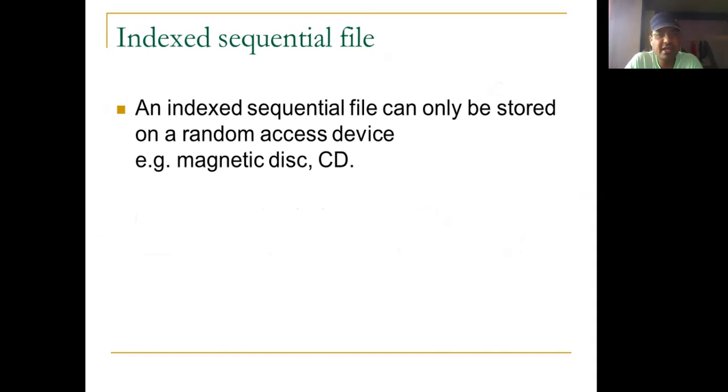Index sequential files can only be stored on random access devices. Examples of random access devices would be magnetic disk, CD, etc.